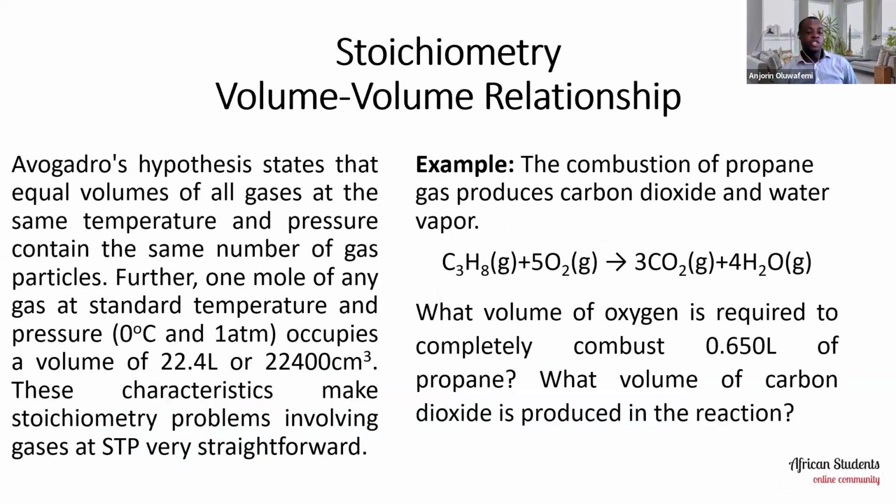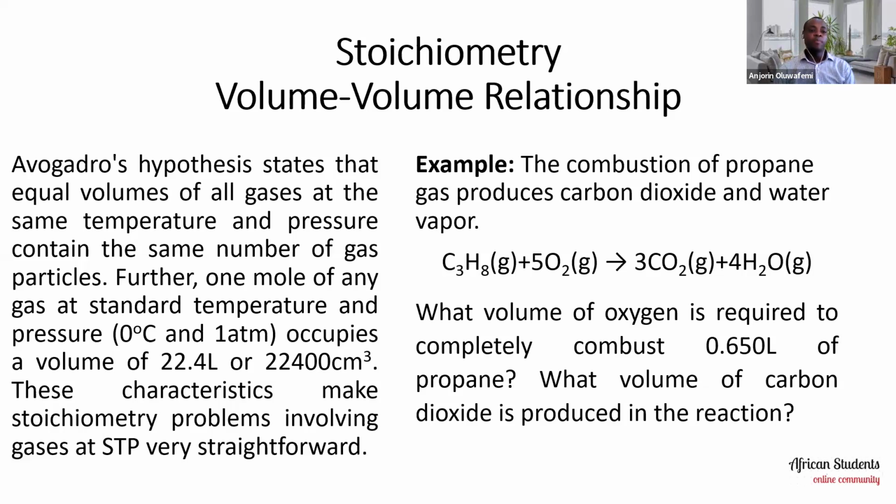Okay, the next relationship that we need to establish is the volume-volume relationship. Avogadro's hypothesis states that equal volumes of all gases at the same temperature and pressure contain the same number of gas particles. Further, 1 mole of any gas at standard temperature and pressure, that's 0 degrees Celsius and 1 atmosphere, occupies a volume of 22.4 liters or 22,400 cm3. Now, these characteristics make stoichiometric problems involving gases at STP very straightforward.